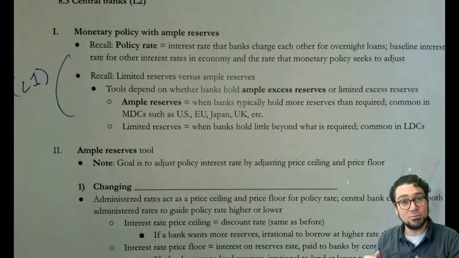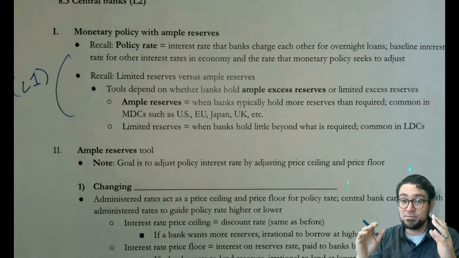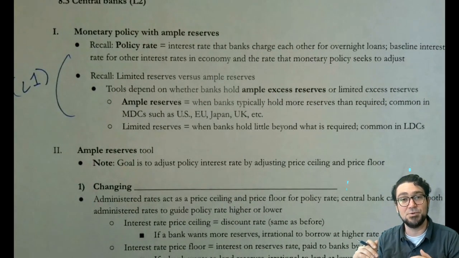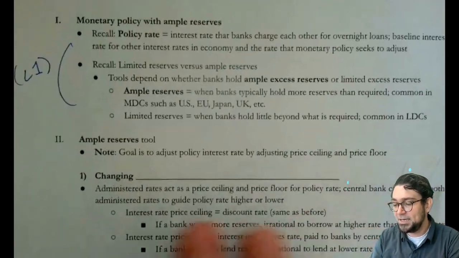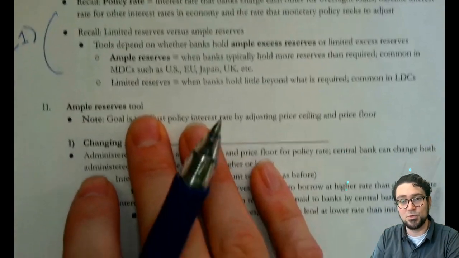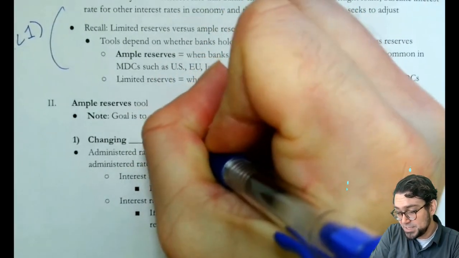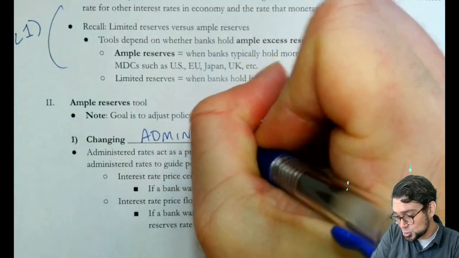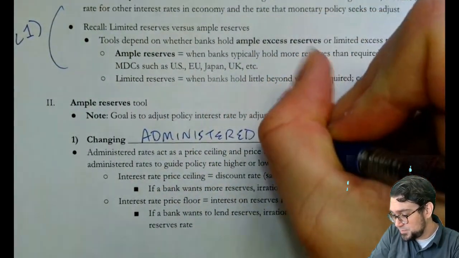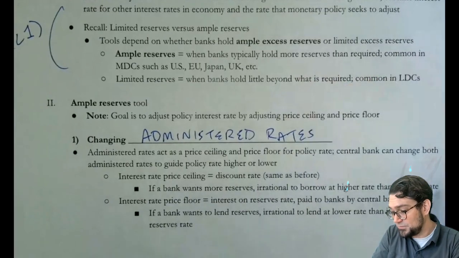And the problem that they had, again, was really that they couldn't make the interest rate go up. But this will allow them to make this policy rate go up and go down as well. And in this ample reserves world, the one tool they have is called administered interest rates. Administered rates. And there are two of them.